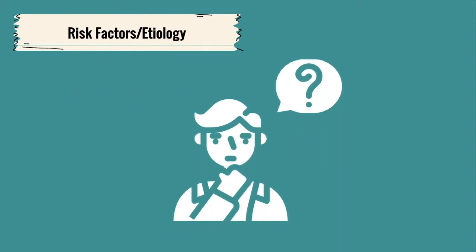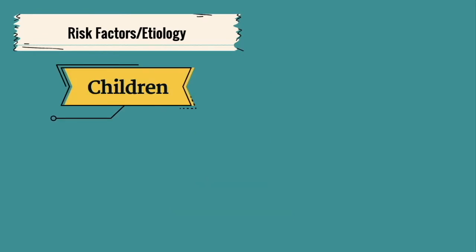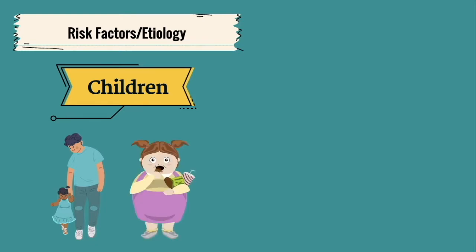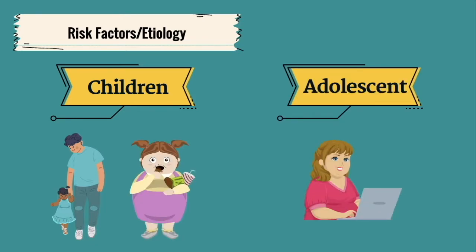Although the exact cause of Blount's disease is unknown, children with infantile Blount's disease are typically early walkers and often overweight. Adolescent Blount's disease, on the other hand, may be related to rapid weight gain or obesity.